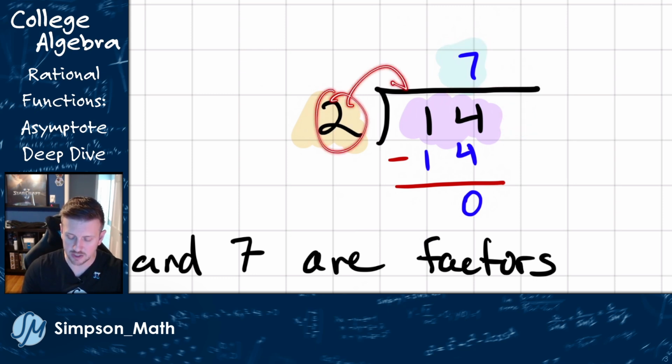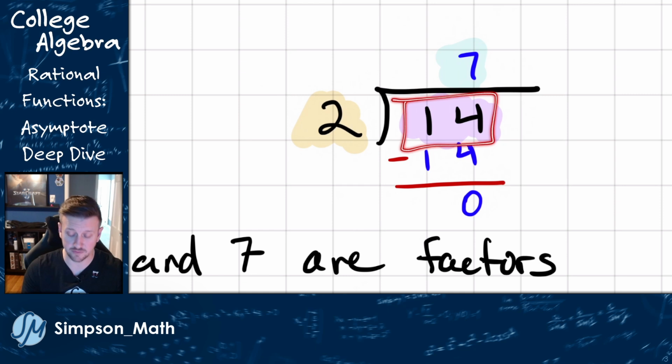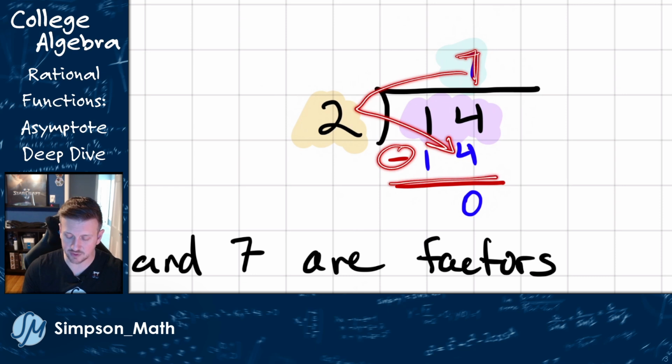So I go, okay, well, how many times does 2 go into 1? It doesn't. Technically, I guess you could say 0. Then I need to look at that complete number 14. So how many times does 2 go into 14? It goes into it 7 times, and so above that 4 we put that 7. And then we multiply. 7 times 2 gives us 14, and then we subtract.